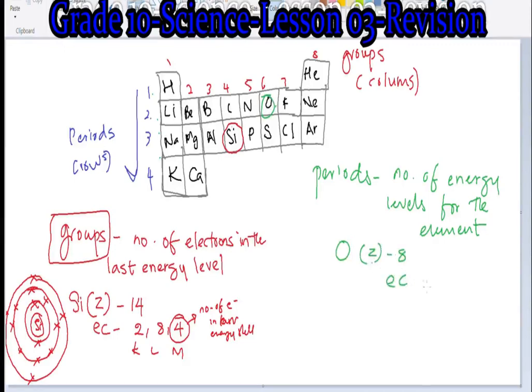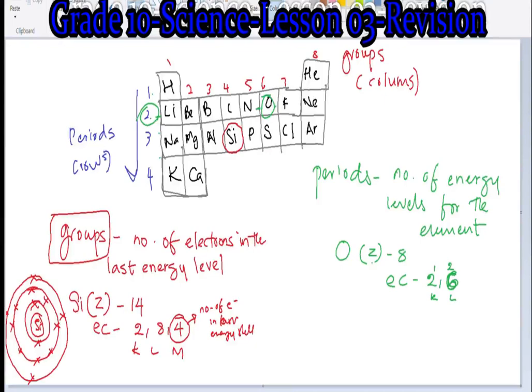Therefore, its electronic configuration is 2, 6. So how many energy levels does it have? 2. That is why it is in the second period. And how many electrons does it have in the last energy shell? 6. That's why it is in group 6.